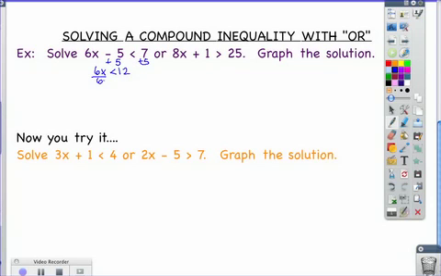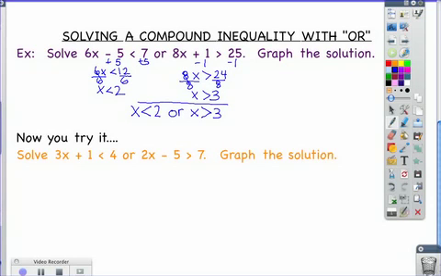Two is not included, so I shade to the left. 3 is not included, and I shade to the right. In interval notation, I'm going from negative infinity to 2, and from 3 to infinity.